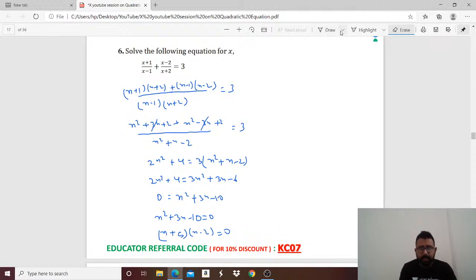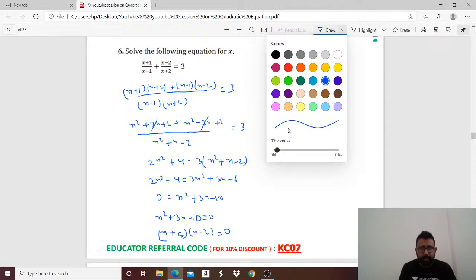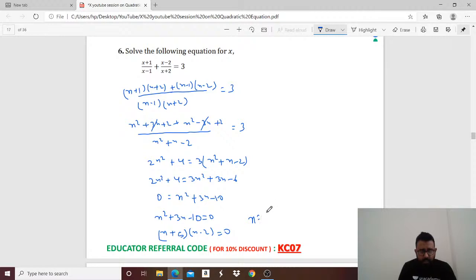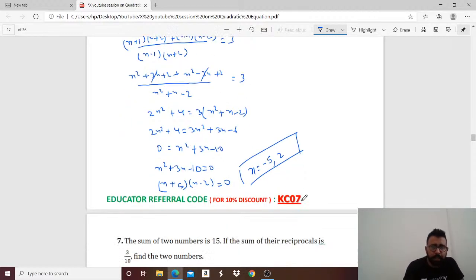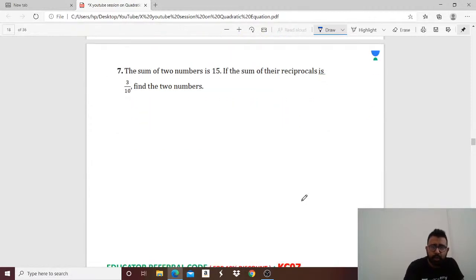Let me write it neatly. So x is equal to minus 5 and x is equal to 2. Got it, everyone? Minus 5 and 2, yes, right. So these were the 2 markers.